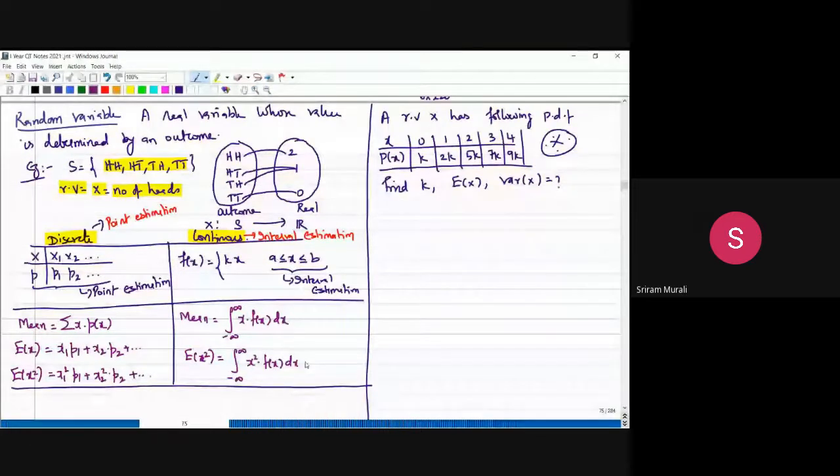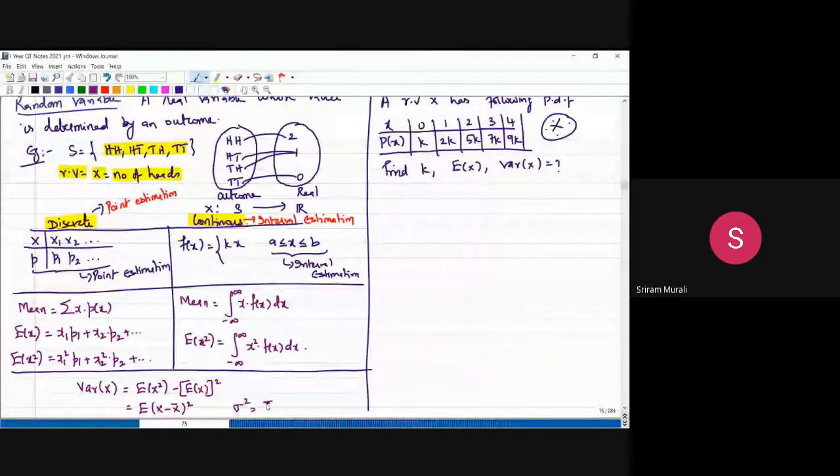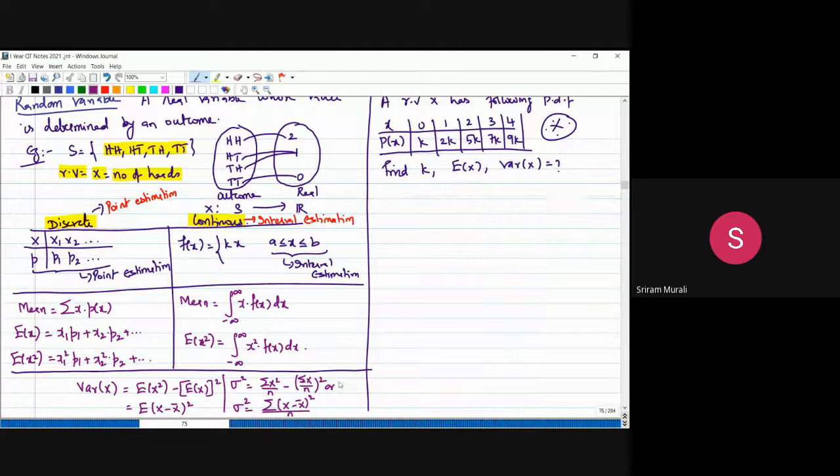The next case is variance. Variance of x is E of x square minus E of x the whole square. We have learned this as E of x minus x bar the whole square. One may ask, where did I learn? Sigma square, do you remember this formula which I learned in dispersion? Sigma x minus x bar the whole square divided by n, or sigma square is equal to sigma x square by n minus sigma x by n the whole square. These two formulas you might have learned in dispersion.